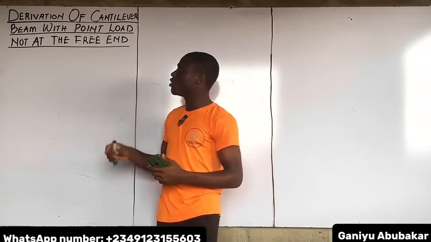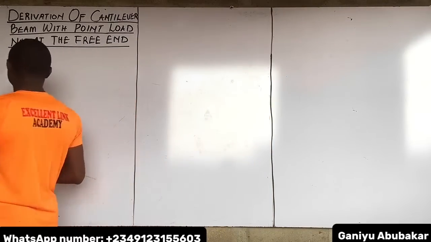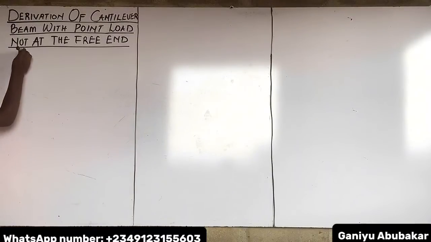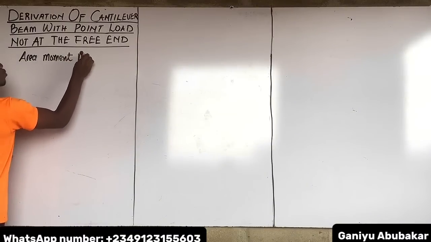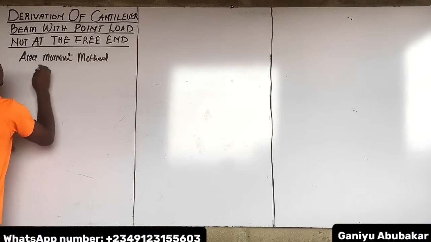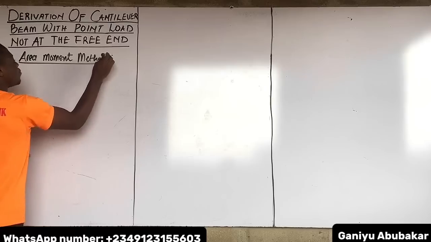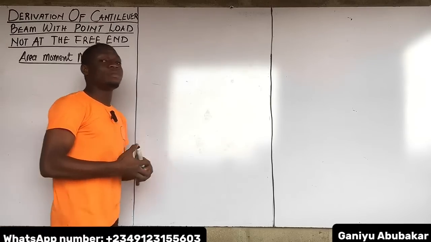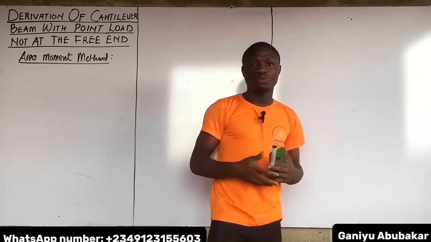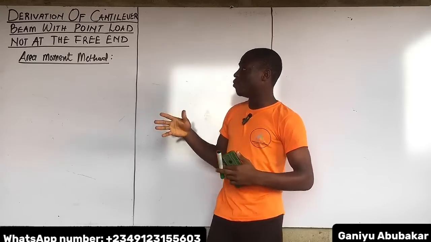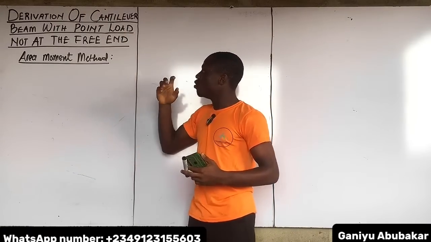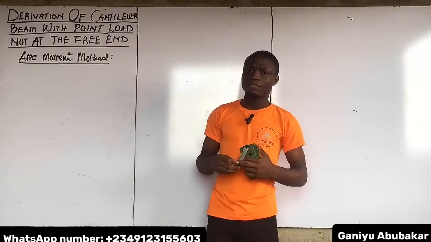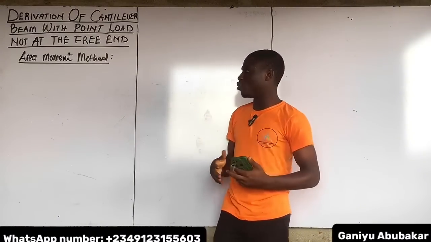For this concept here, we are using what we call the area moment method. You know, we have the double integration method, we have the area moment method, and there's one other type of method too. But basically, we're looking at the area moment method of derivation of a cantilever beam with point load not at the free end.